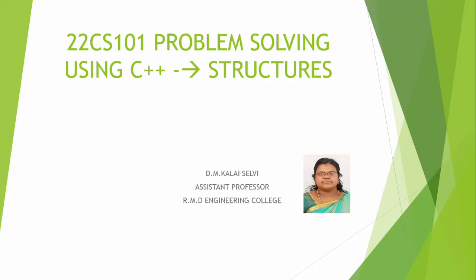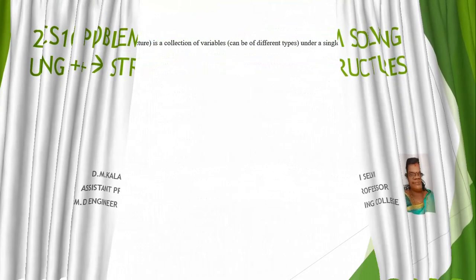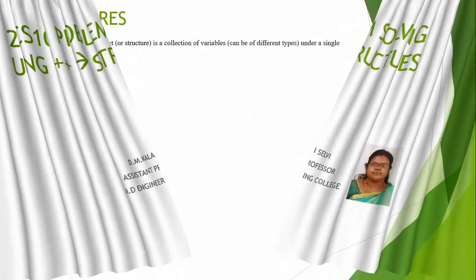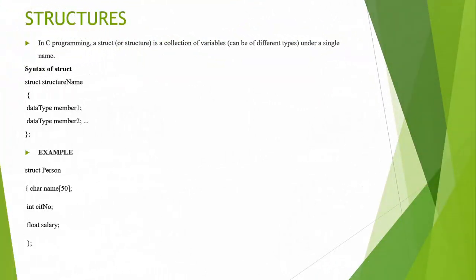Now we are going to see structures in C language. Structure is a collection of variable values, that is, a collection of different values with different data types. So that is the major difference between array and structure. Array is a collection of similar data items. Structure is a collection of different data items.